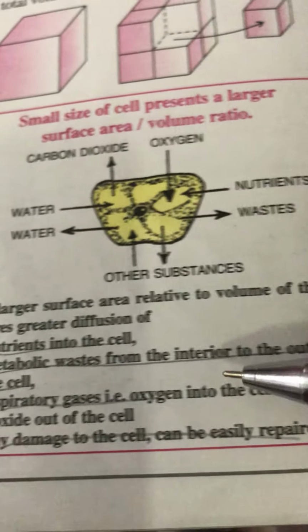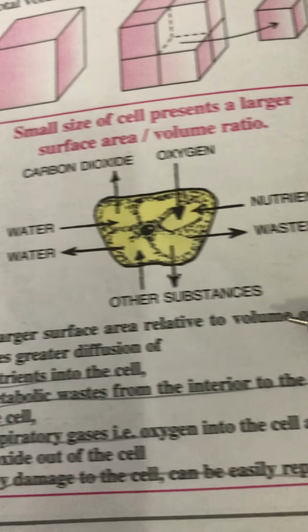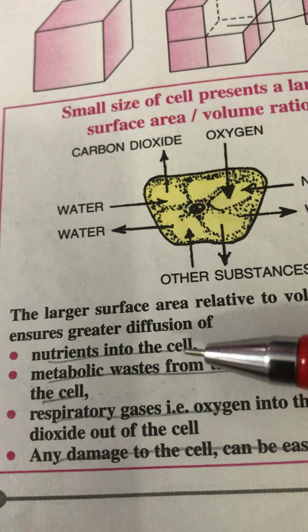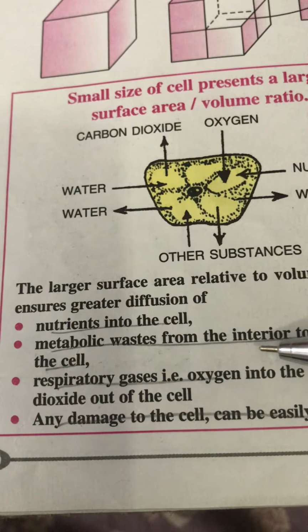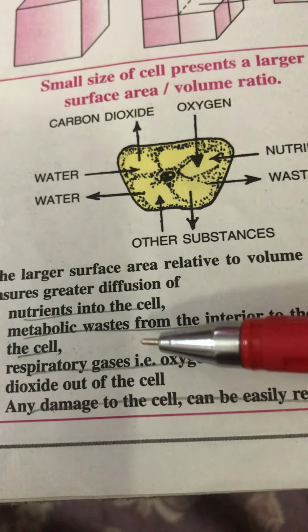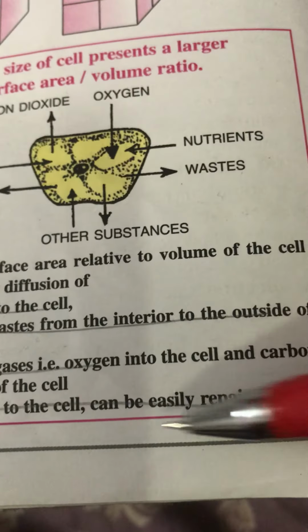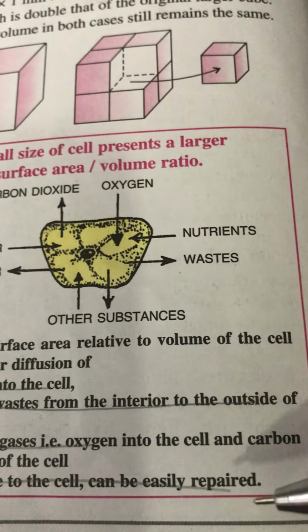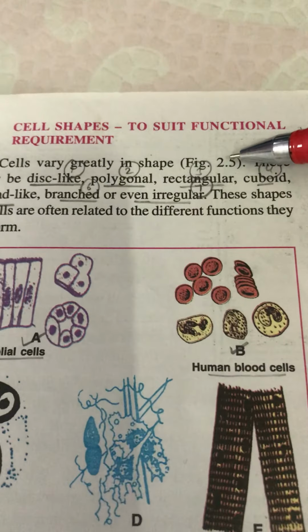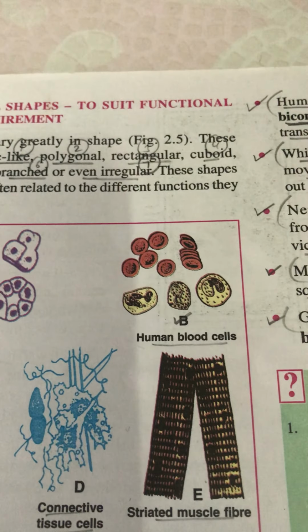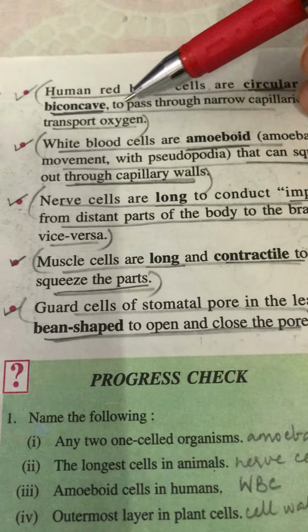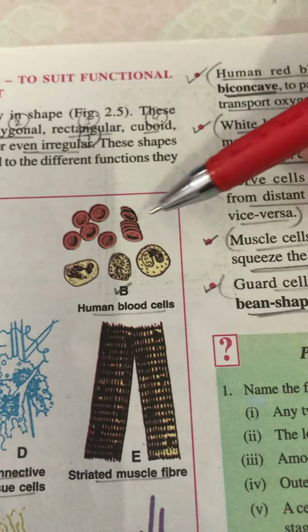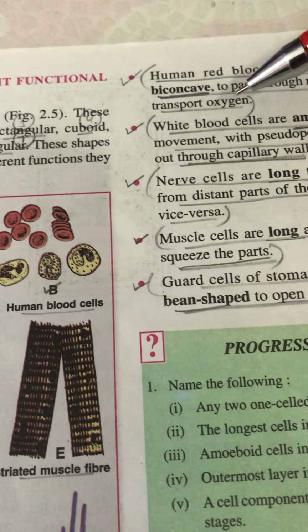Here the explanation has been given how the larger surface area to volume ratio would help in better diffusion of nutrients, better removal of waste, better inward and outward diffusion of respiratory gases, and damage to the cell also can be easily repaired. Now cells vary in their shapes, and the shape of the cell is related to the function it performs. Like red blood cells, they are biconcave in shape like this and very small in size.